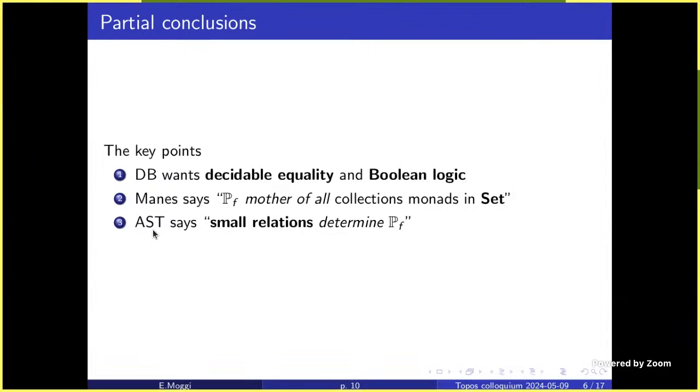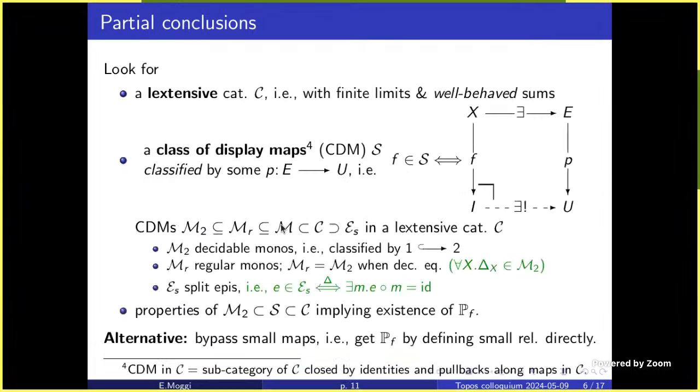And the other important point is that in algebraic set theory, if you want, in a category of classes, this power set monad can be recovered from a notion of small relation. Okay.